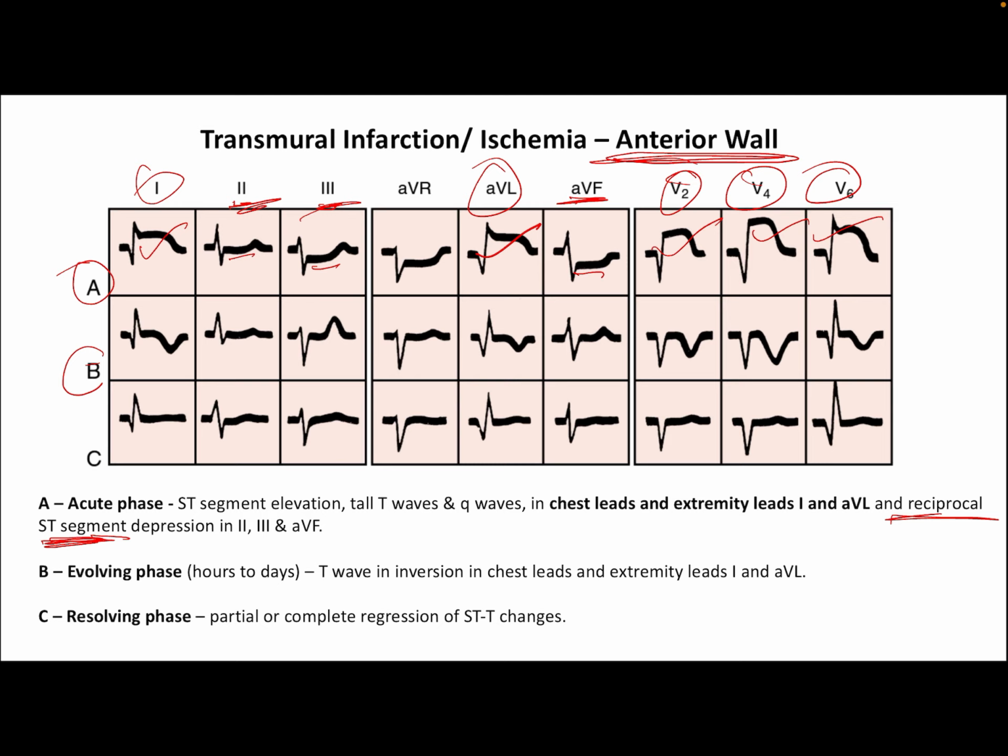What happens in an evolving phase that occurs from hours to days? The leads which initially had ST segment changes will now have T wave inversion. You can see T wave inversion. Okay, and then there is the resolving phase, in which the leads which initially had these changes will regress partially or completely. As we see, there are no ST changes further seen. So this is the anterior wall.